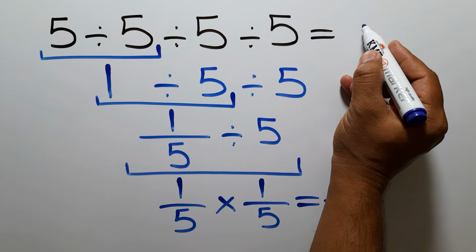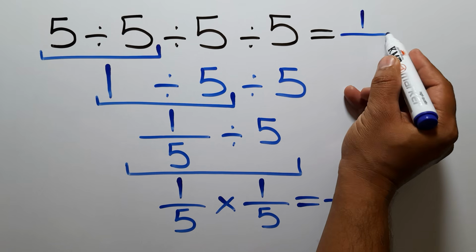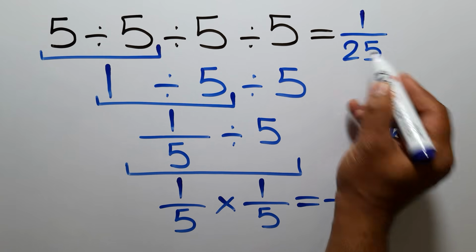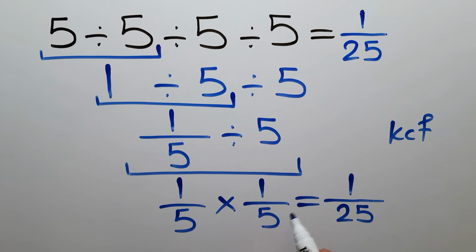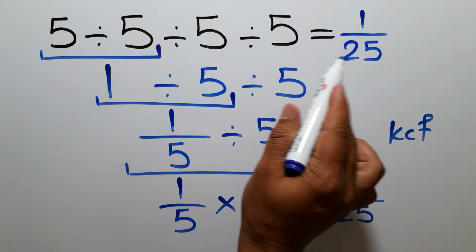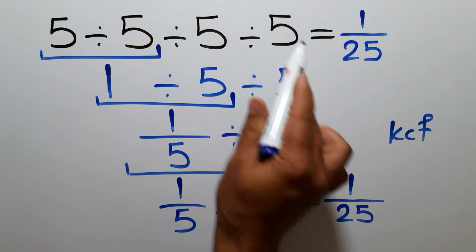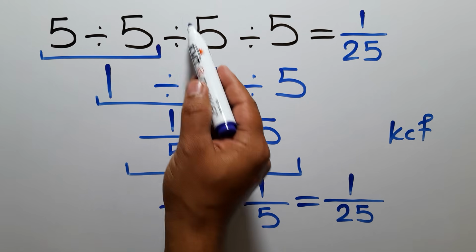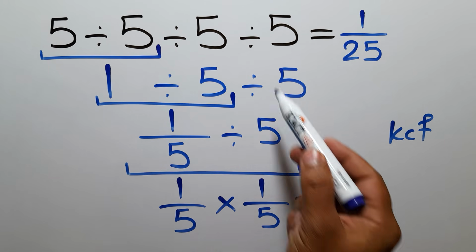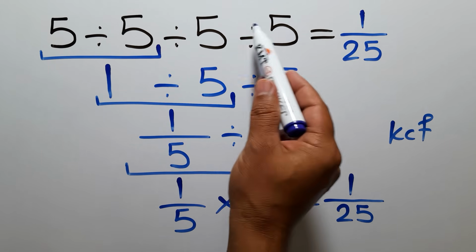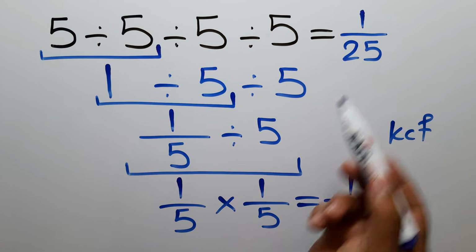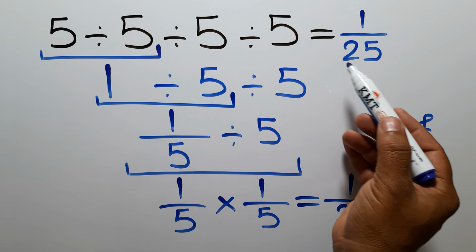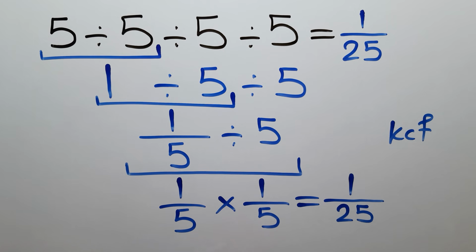The correct answer is 1 over 25, because when we have more than one division in an expression, we have to work from left to right. So here, first we have to do this division, then this division, and finally this division. Okay? So 1 over 25 is the correct answer.